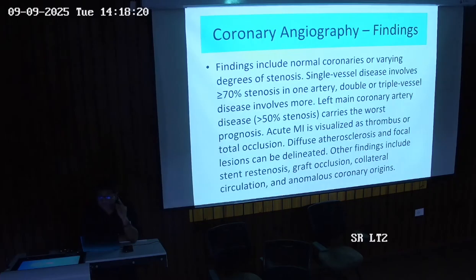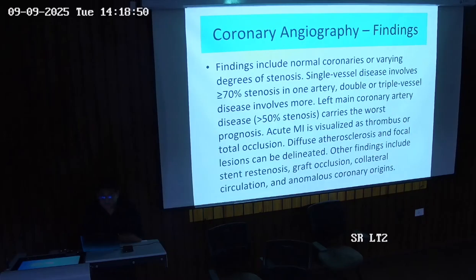But for left main coronary artery more than 50%, if some patient has a 60% stenosis or block of the left main coronary artery, definitely stenting is the plan of choice. While in other coronary arteries, more than 70% stenosis should be there before going to stenting. So acute MI is visualized as a thrombus or total occlusion.